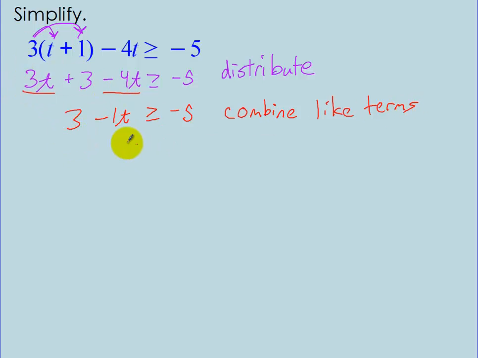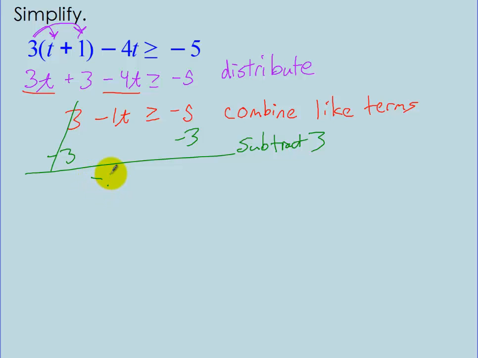Now I have to isolate the t again. Well, let's get rid of this +3. I don't want to use the same color again. Let's do red. No, I just did red. Green. So I'm going to subtract 3 on both sides. When you subtract 3, these 3's will cancel on the left. You're left with -1t, or just, I'll say, 1t. It's greater than or equal to -8 when it's subtracted.